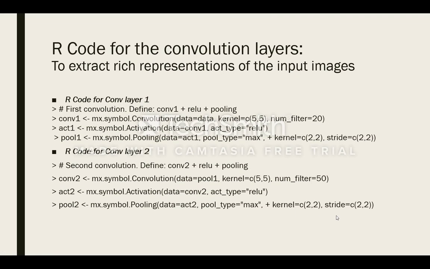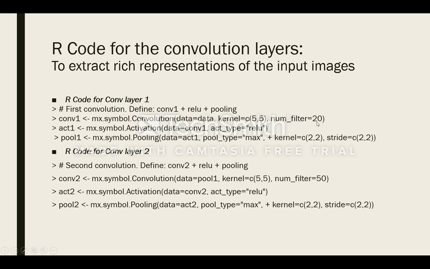And we just use our code, as I said before, for the two convolution layers. The reason here is to extract a rich representation of the input images. So we can look here. This is the code for the first layer, and first of all we have the convolution layer.